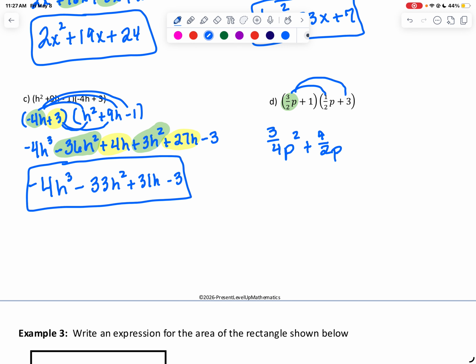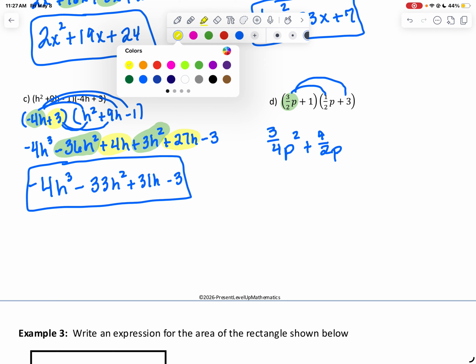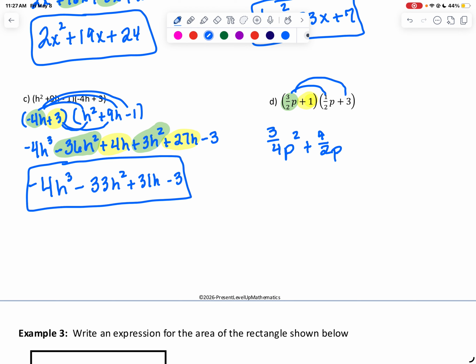Again, if you can't do that in your head, please use your calculator to make sure of your answer when you multiply those together. All right. Now I'm going to take my second term, the positive 1, and multiply it by everything in the second parenthesis. So 1 times 1 over 2p would be 1 over 2p, and 1 times 3 would be positive 3.